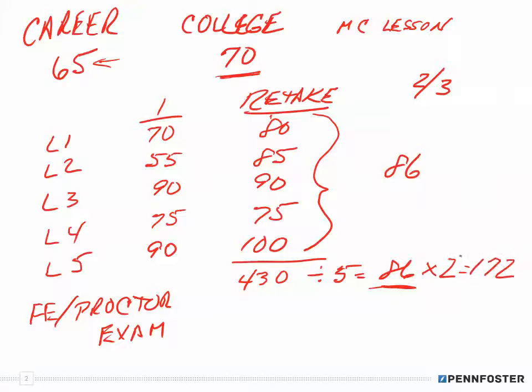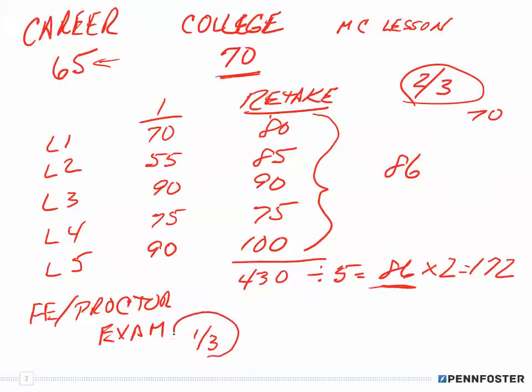Now notice I'm talking about points here. Passing is 70, okay? And if the lesson exams make up 2/3, your final exam, your proctor exam, makes up 1/3.